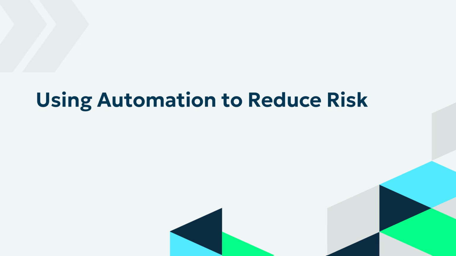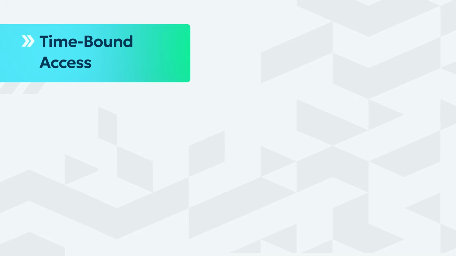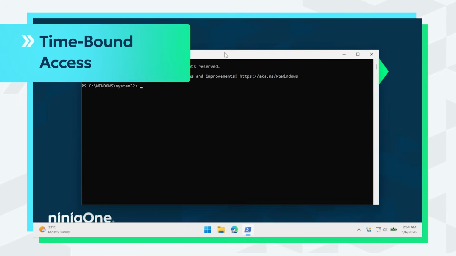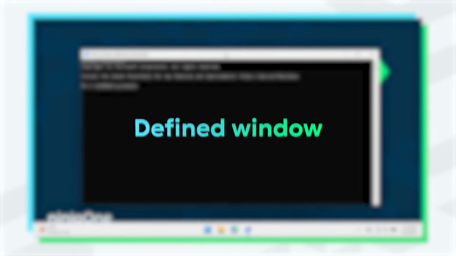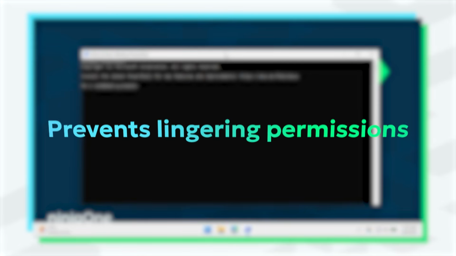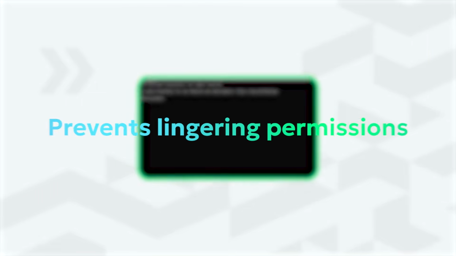Using automation to reduce risk. One of the simplest and most effective automations is temporary access grants. Here's a sample script. This script grants access for a defined window, automatically revokes it, and prevents lingering permissions.